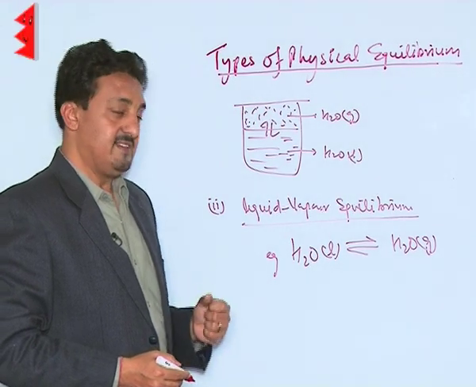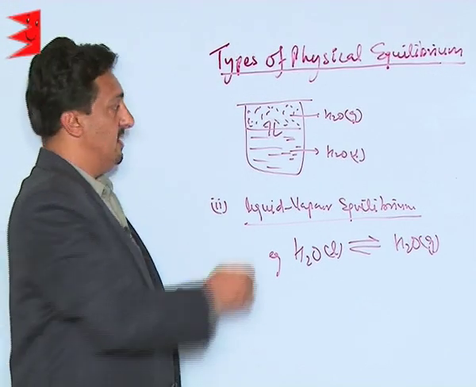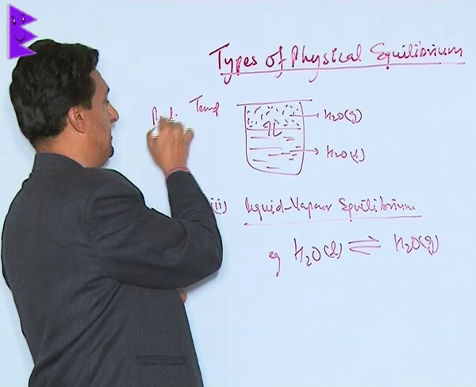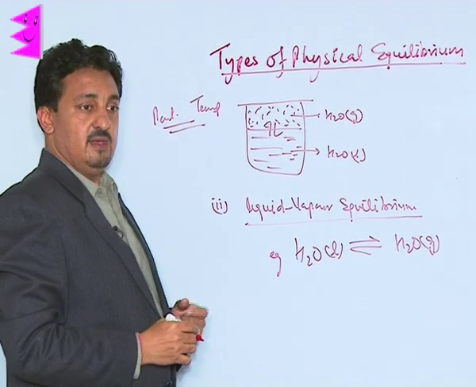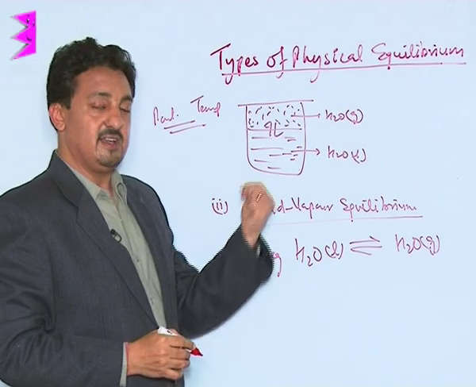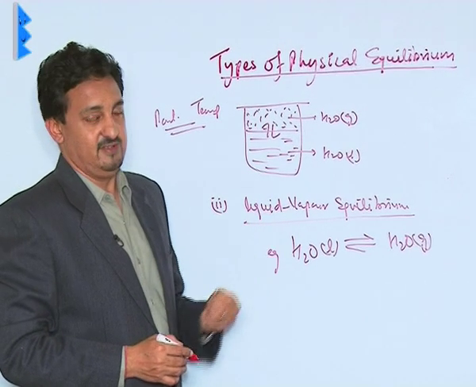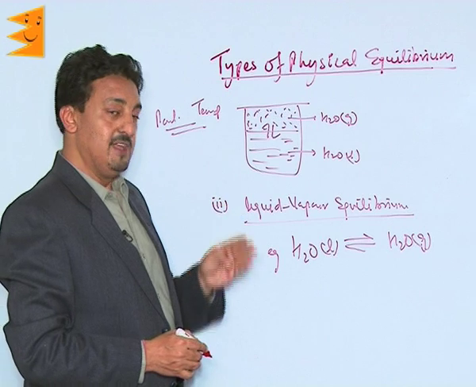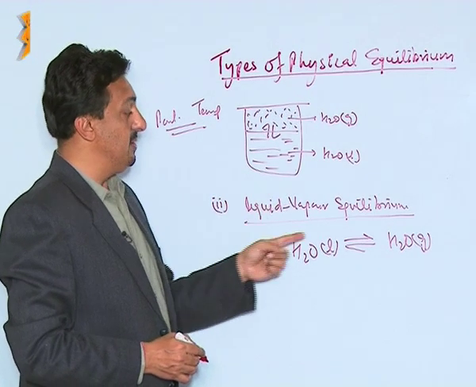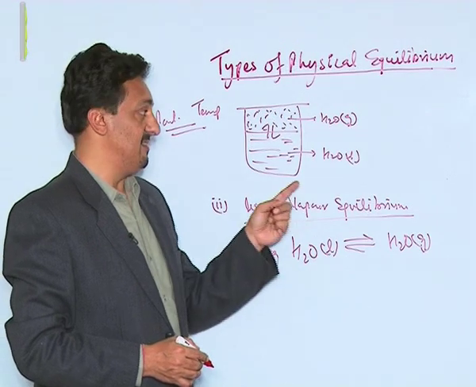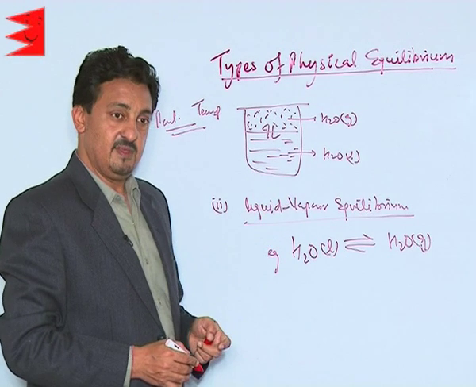The other condition is that this kind of equilibrium is always at a particular temperature. If the temperature is increased or decreased, definitely this equilibrium also gets shifted. But at any particular instant of time, this equilibrium between the liquid and its vapors can exist in closed vessels.